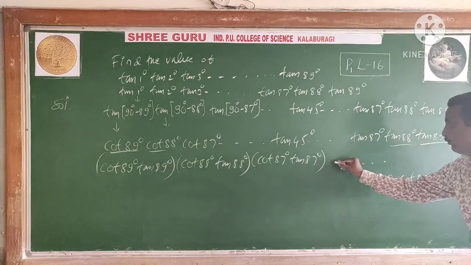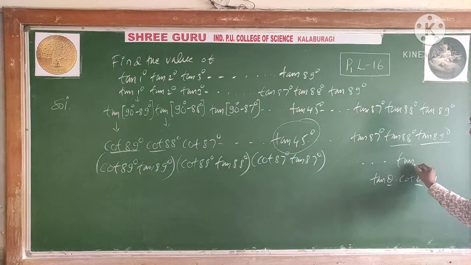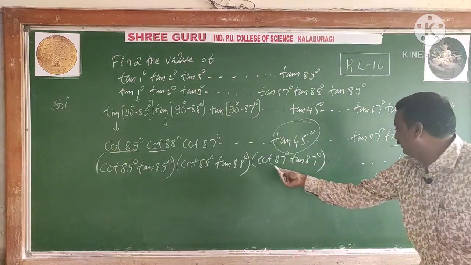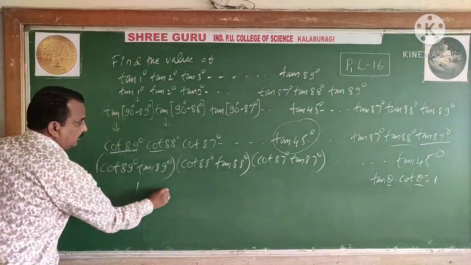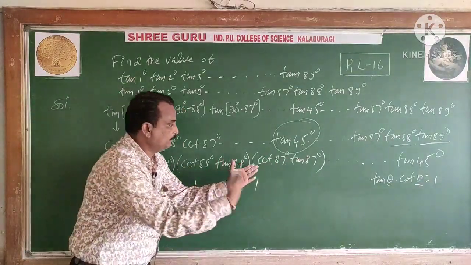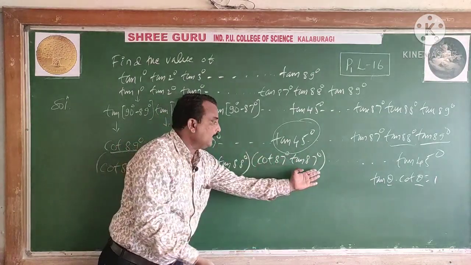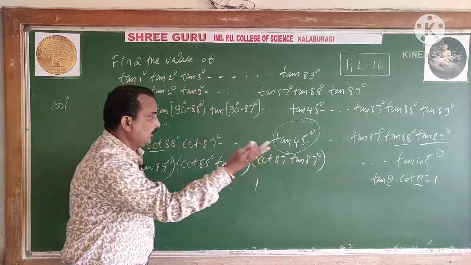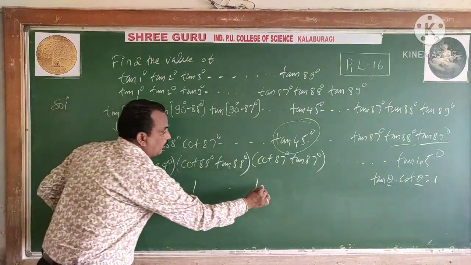Up to 44 pairs. Then what remains here? Only one term remains, which is tan 45 degree. Using the reciprocal relation, does it become one? Yes. This is one, this is one, this is one, and then the remaining. Next pair, 86 and 86, cot 86 and tan 86, cot 85 and tan 85, like that. The pairs have the same angles, so using the reciprocal relation all become one.